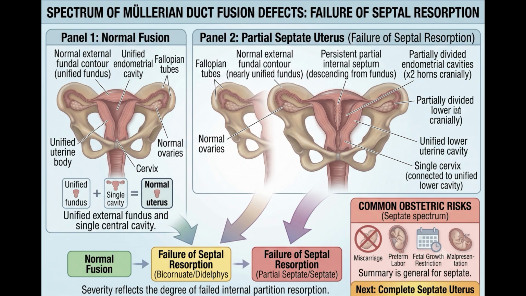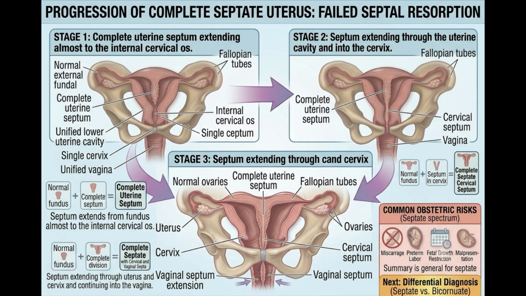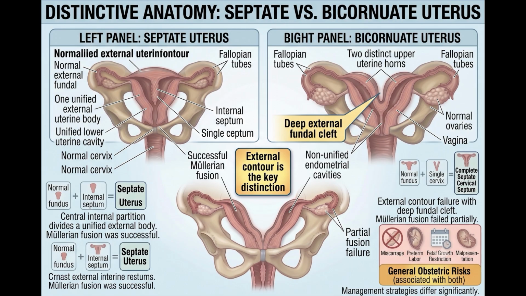The extent of the septum may vary considerably. In some patients, only the upper portion of the uterine cavity is divided. This is known as a partial septate uterus. In others, the septum extends almost to the internal cervical os or even into the cervix and vagina. This is referred to as a complete septate uterus. Although the uterine cavity is divided internally, the external surface of the uterus develops normally because fusion has already occurred successfully. This is the most important feature that distinguishes a septate uterus from a bicornuate uterus.